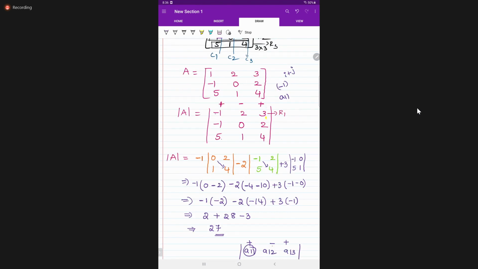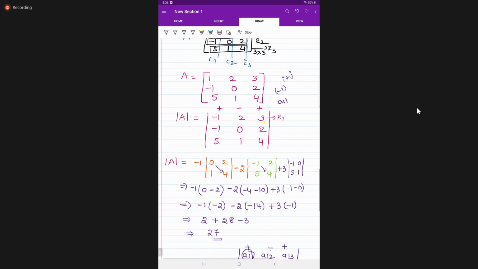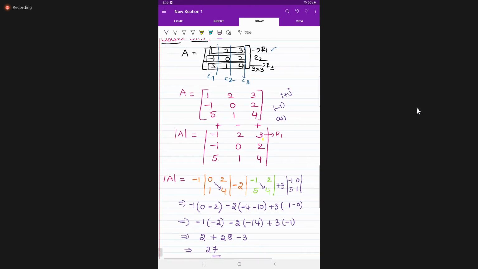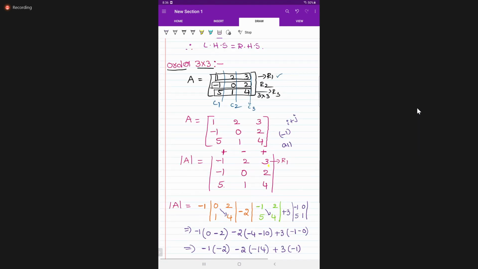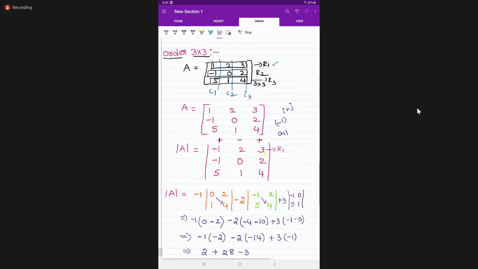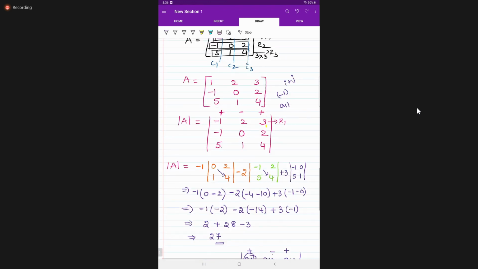Can you show the second row and third row also? Yeah. Ma'am, one minute, we can just scroll down first. This is expansion with first row.